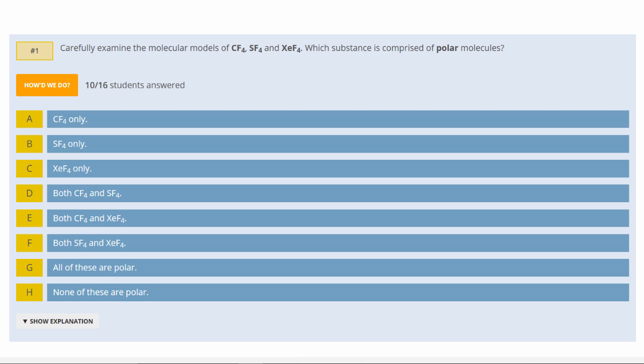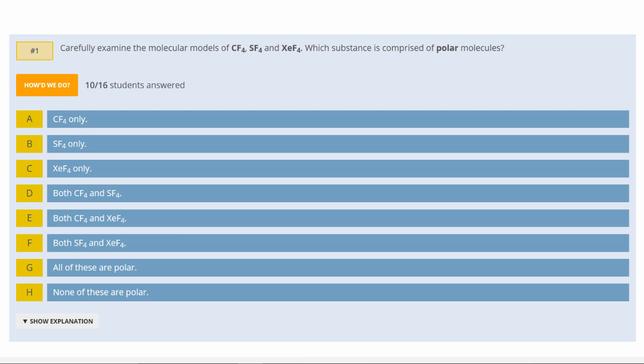This here is your CF4. This here is your SF4. This here is your XeF4. Which one of these is polar? Is it just one of them, none of them, two of them, all three of them? Which one is polar? So check out the models.